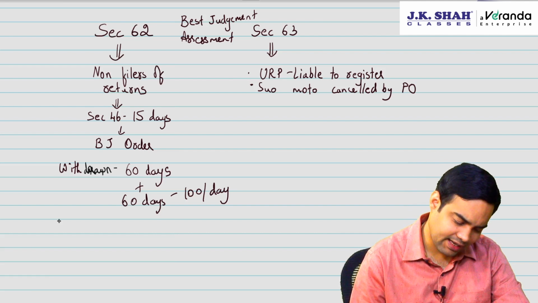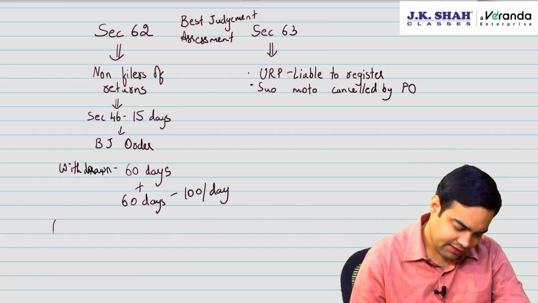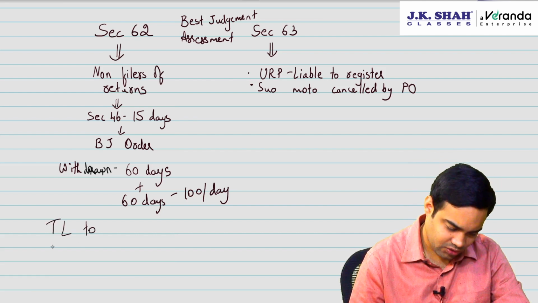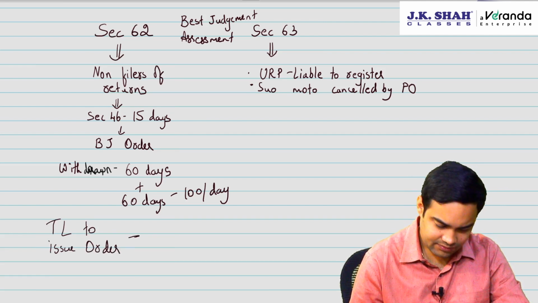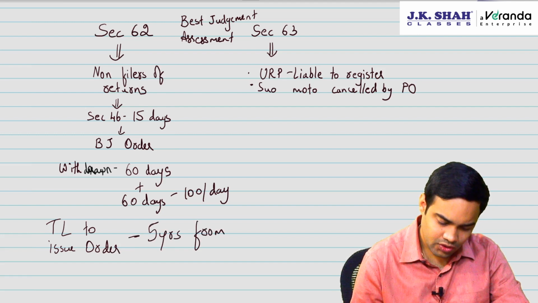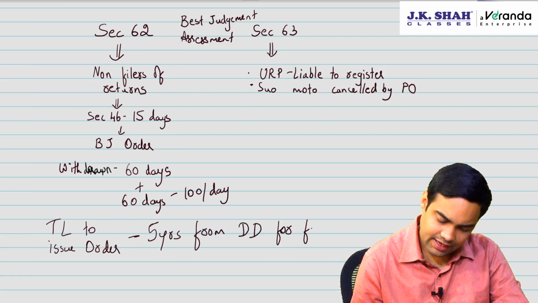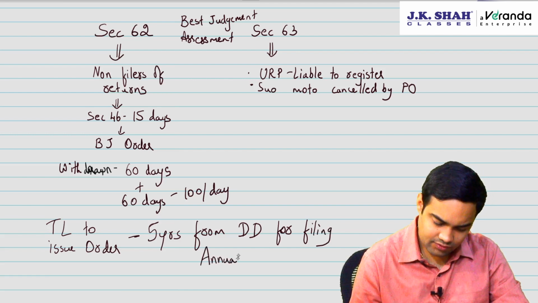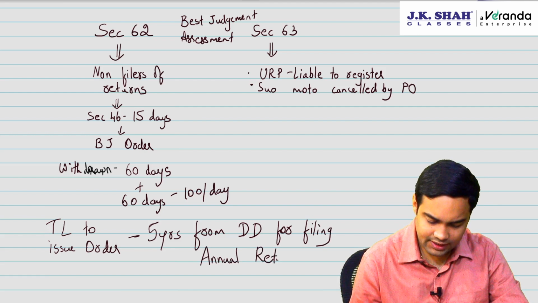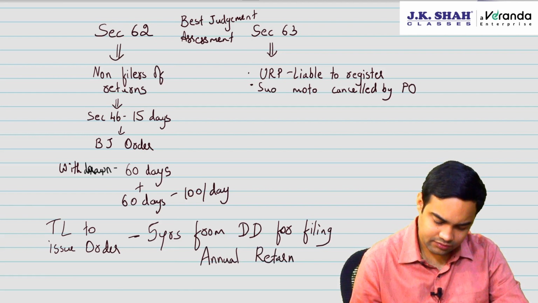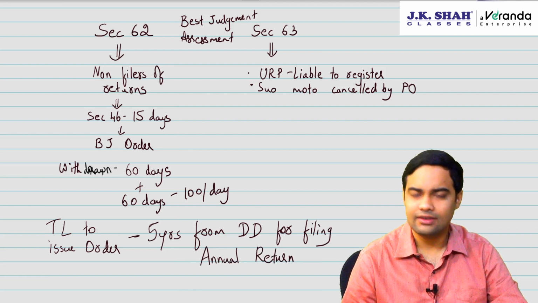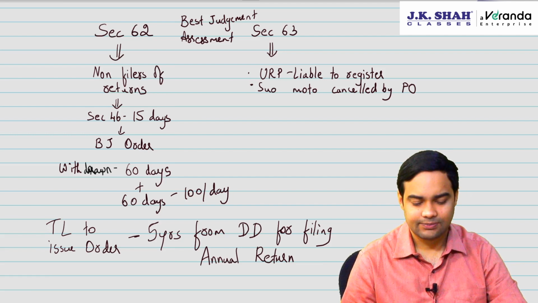What's the time limit to issue this order? The time limit to issue the order is 5 years from the due date for filing the annual return. So from the due date for filing the annual return, 5 years.